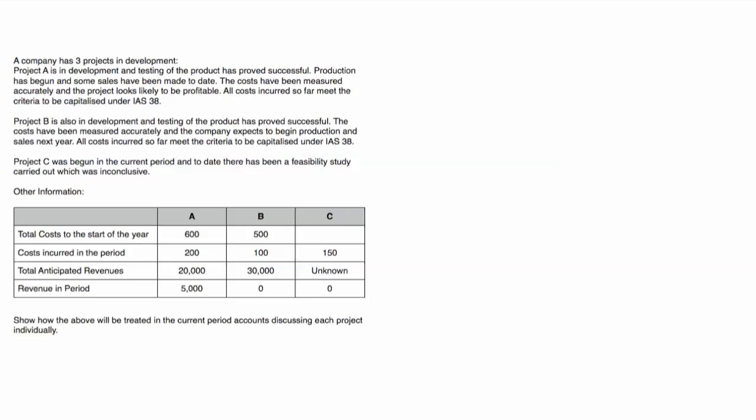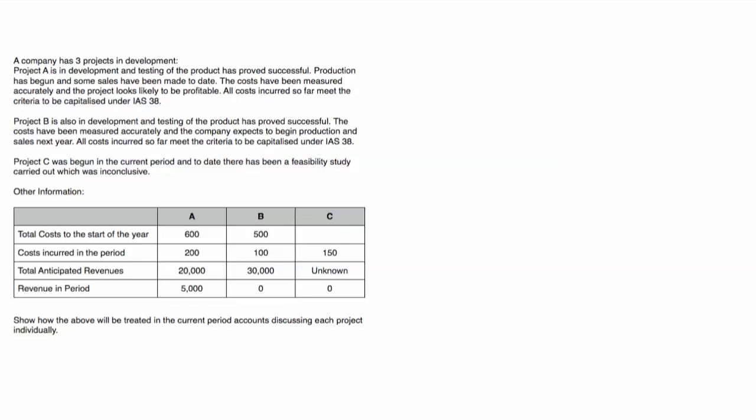Okay, so we have our 3 projects here in development, starting with project A. It is in development and testing has proved successful. Production has begun and some sales have been made to date. The costs have been reliably measured and the project looks likely to be profitable. All costs incurred so far meet the criteria.